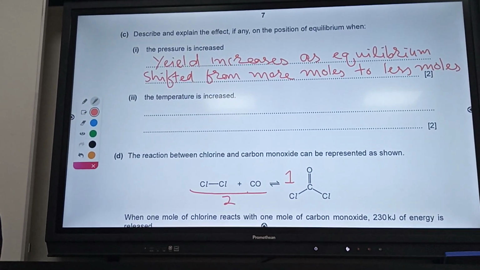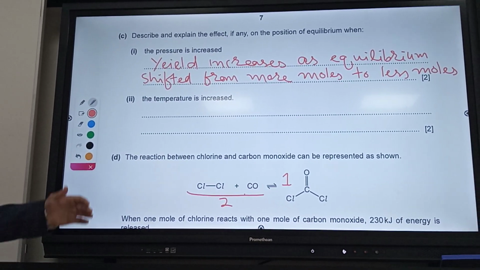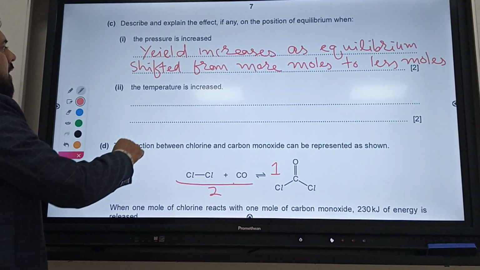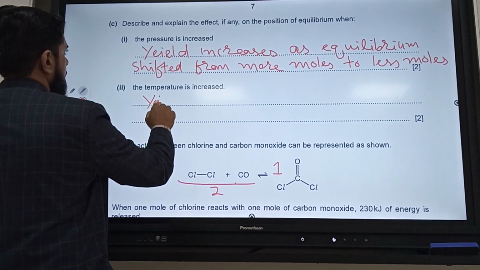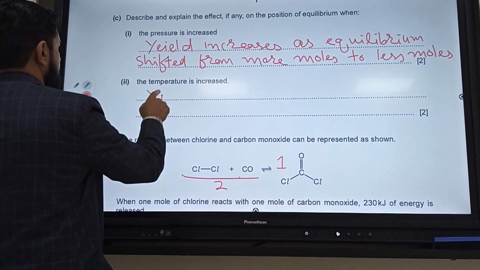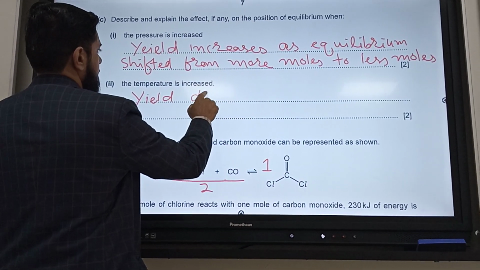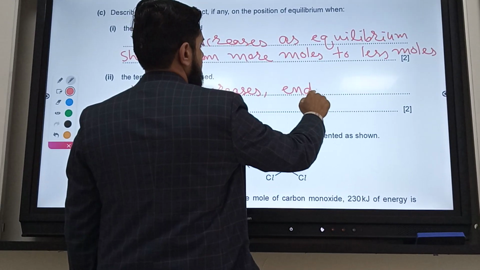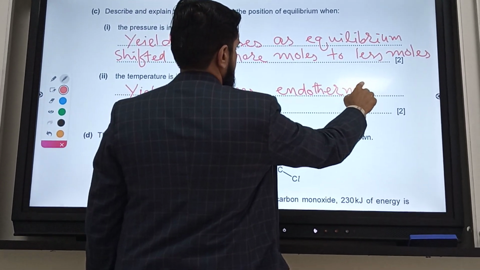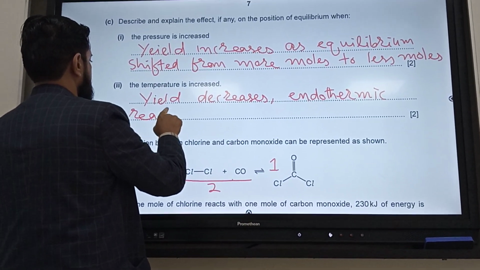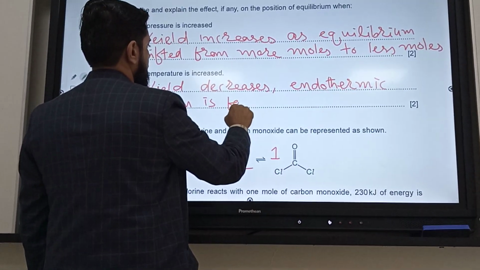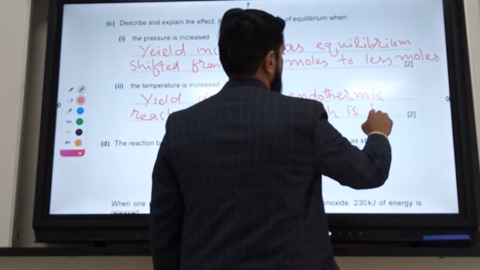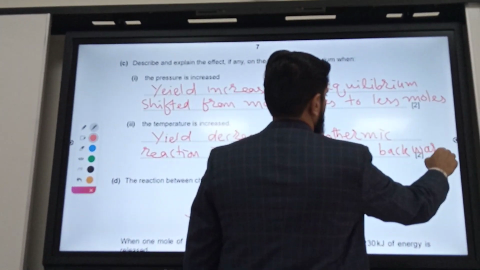Next, he says the temperature is increased. We learned that whenever we increase the temperature, the endothermic reaction is always favored, which was the backward reaction. So what we can say, yield decreases. Why? Endothermic reaction is favored, which is backward.